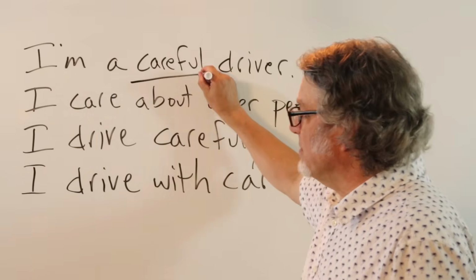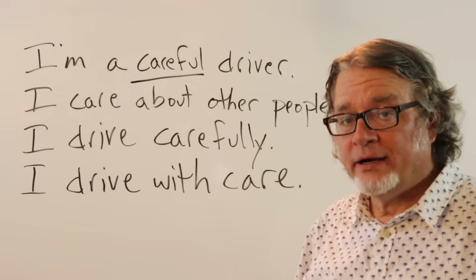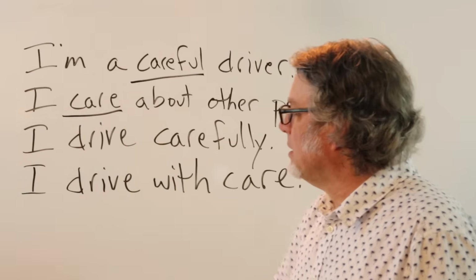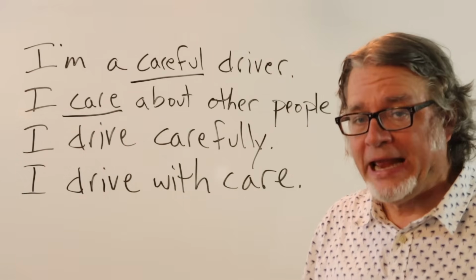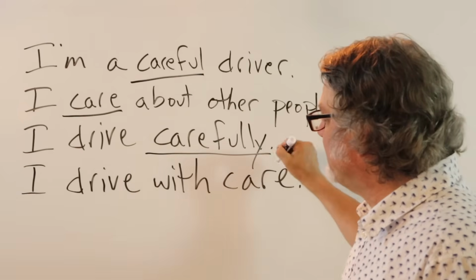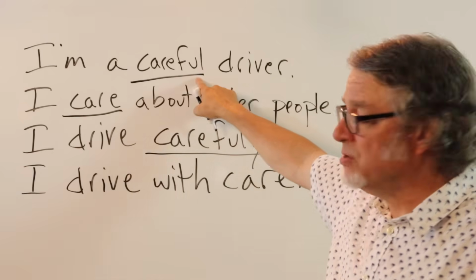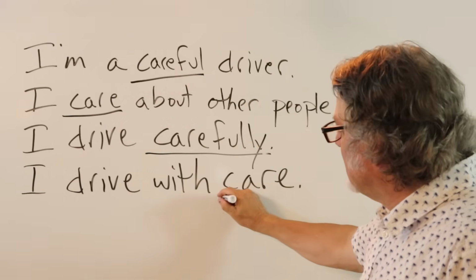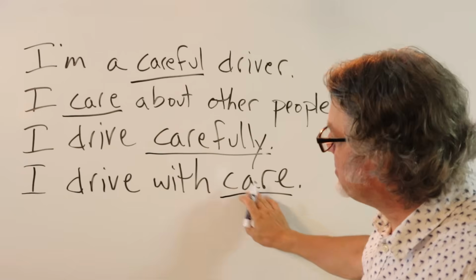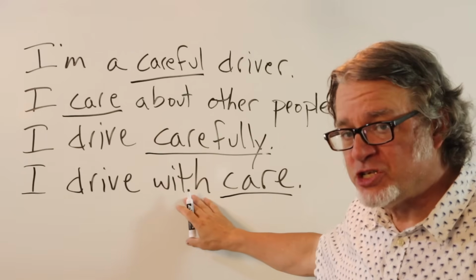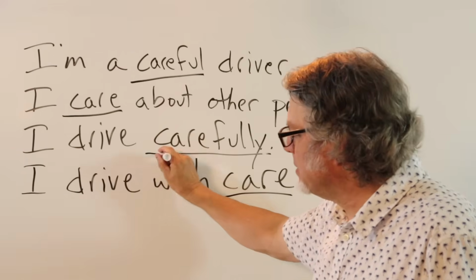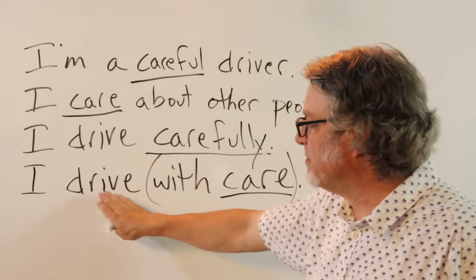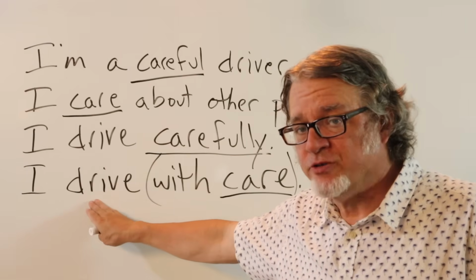I'm a careful driver. Here's the adjective. I care about other people. Here's the verb. I drive carefully. Here's the adverb. Just add ly to careful. And I drive with care. This is a noun. It's the object of this preposition, with. So here is a prepositional phrase that provides information about how I drive.